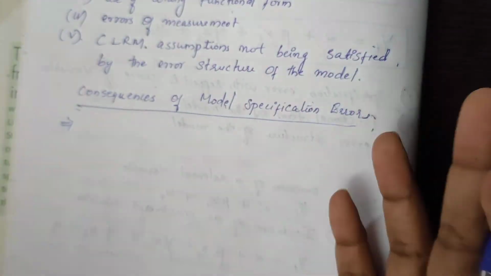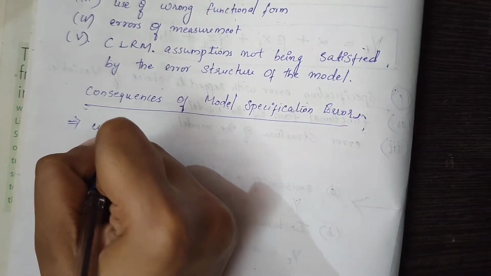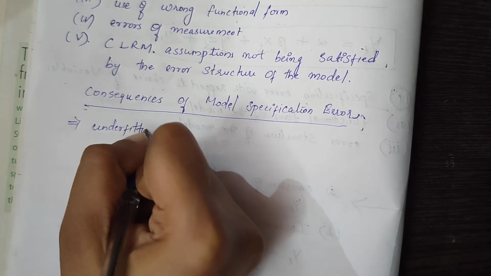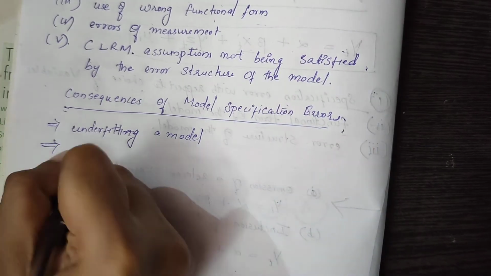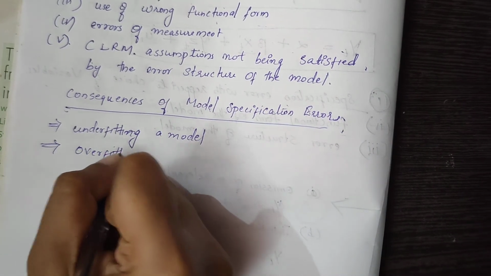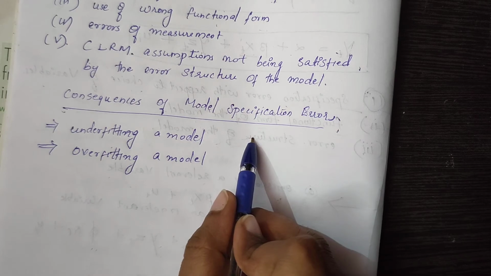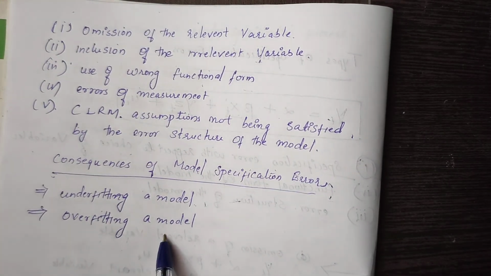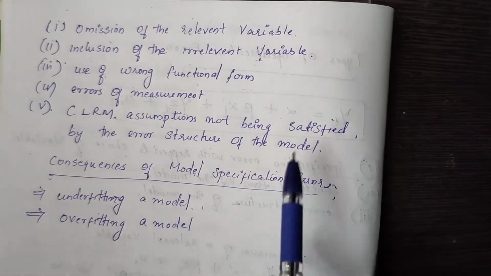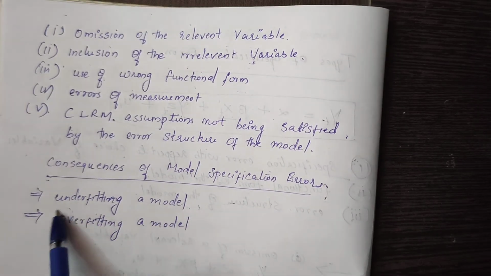We will be discussing the consequences of underfitting a model as well as overfitting a model. The first one is underfitting a model, and the next one is overfitting a model. So what do you mean by underfitting a model? It is just the omission of the relevant variable, skipping the relevant variable. And overfitting a model means just including the irrelevant variable. If you are unnecessarily including a variable in our model, that is known as overfitting a model.